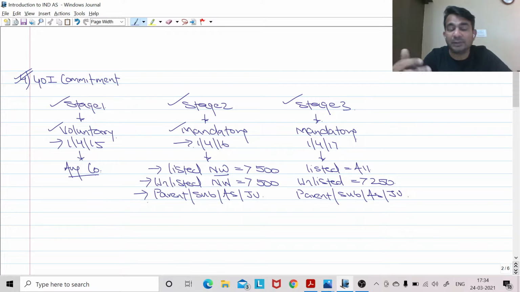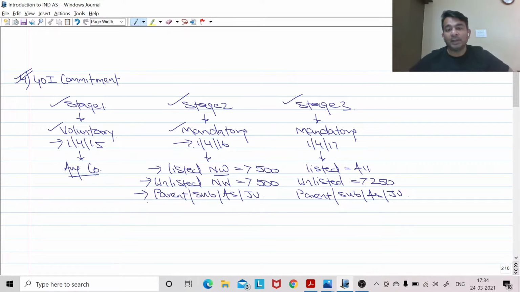But if parent is following, subsidiary will have to follow. And one thing that you have to remember, that once you are in IND AS block, you will always have to keep on following IND AS. Are we exactly clear with that? So this was stage 2. Stage 1 started on 1/4/2015. Any company can follow IND AS. Stage 2, 1/4/2016. Listed company with net worth equal to or more than 500 crore, unlisted company net worth equal to or more than 500 crore, and parent, subsidiary, associate, and joint venture.